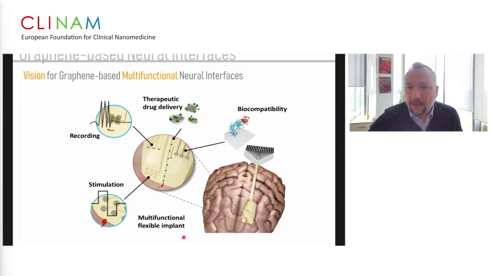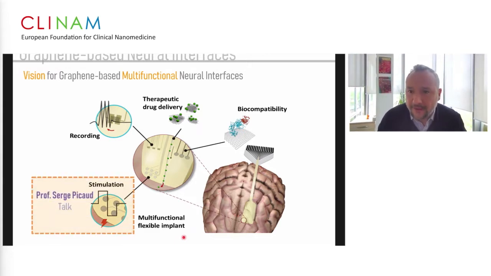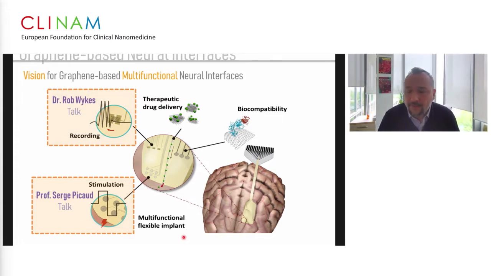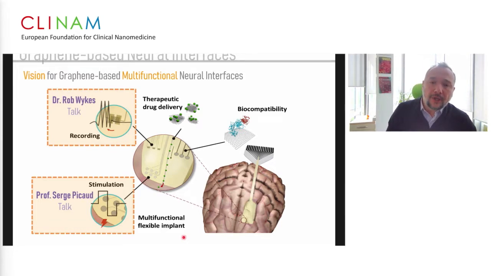So again, as part of my warm-up act, I am highlighting that we have Professor Serge Picot from Paris Vision Institute, who's going to discuss and describe to us some data that will include also stimulation of the central nervous system component in order to improve vision. And we also have Dr. Rob Weix from UCL, from the Institute of Neurology, and the University of Manchester, of course, who's going to talk about recording and how we use those devices in order to record for the purposes of epileptogenesis and detecting epileptogenesis better and in higher fidelity.